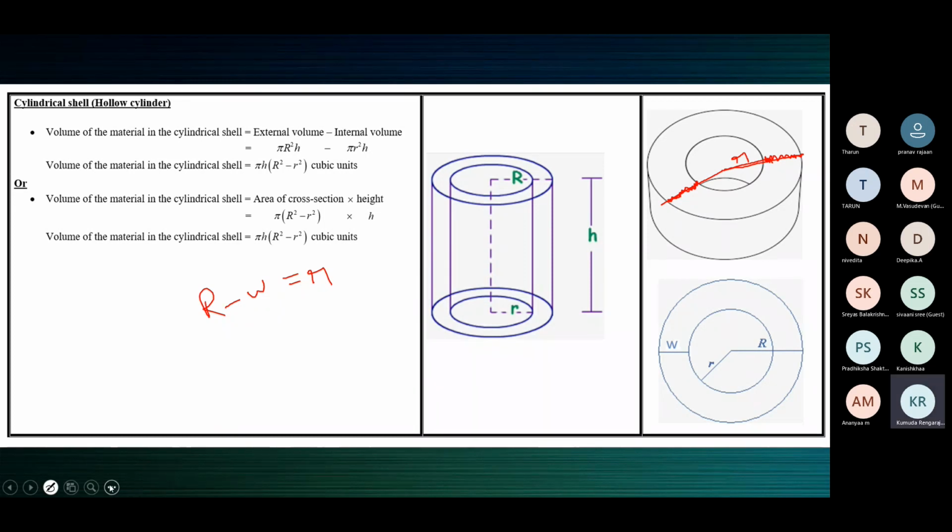So a cylinder will have two cases where the wall has a countable amount of thickness. Countable amount meaning the wall is thick. You cannot ignore the thickness. It is thick. You can measure it. That is when we have two R's.